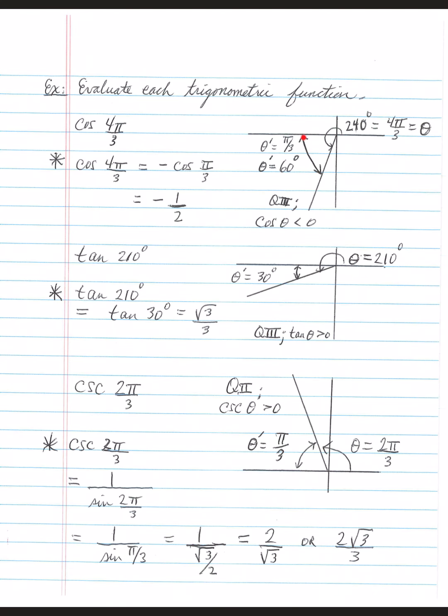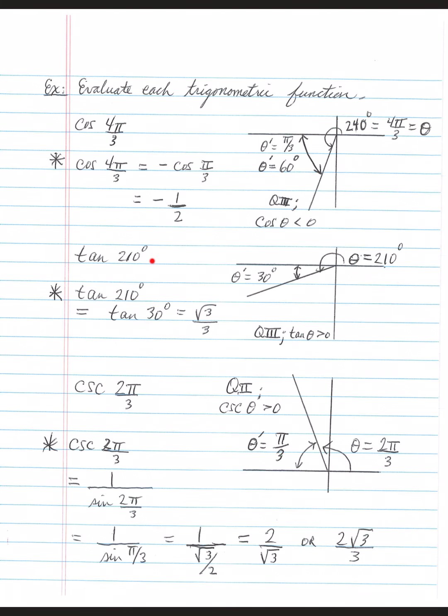How far is it from 240 back to 180? 60 degrees, very good. 240 minus 180 is 60 degrees. In radians, that's pi over 3. That tells us that cosine of 4 pi over 3 is equivalent to negative, again, left of the y-axis, x values are negative. Cosine of pi over 3 from the tables before is 1/2, so negative 1/2.